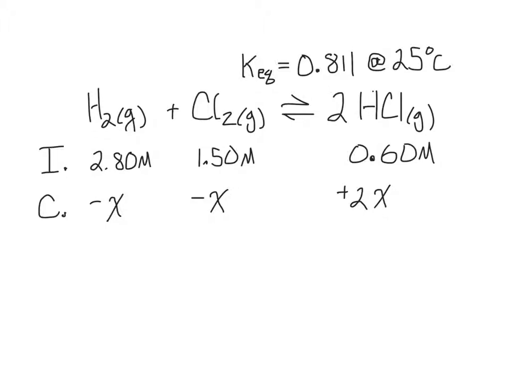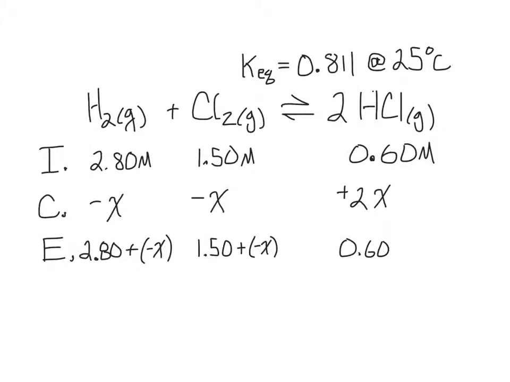Now let's fill out the equilibrium row. Here we're going to use the initial concentration, and then we will add to that initial concentration the change. So for hydrogen gas, it'll be 2.8 molar plus a negative x. For chlorine gas, it'll be 1.5 molar plus a negative x. And for HCl, it'll be 0.6 molar plus 2x.